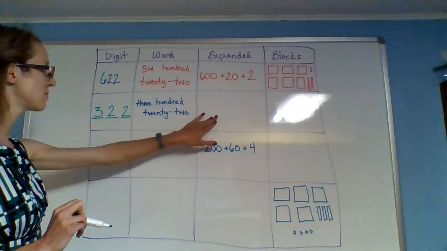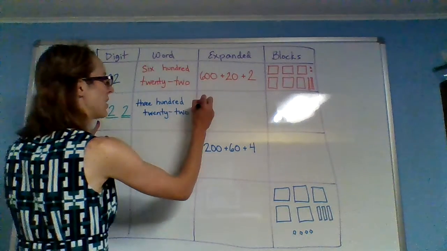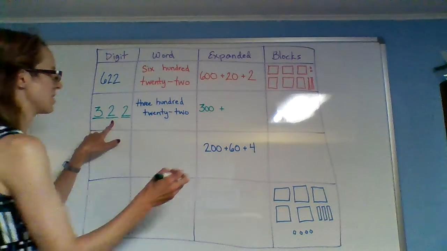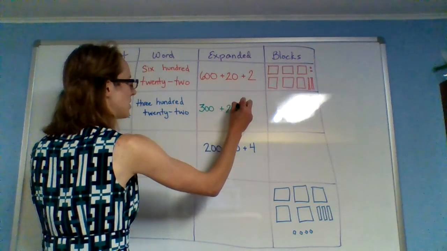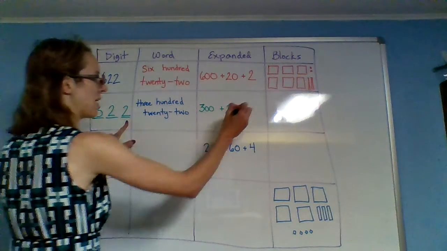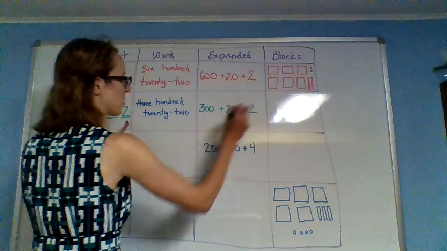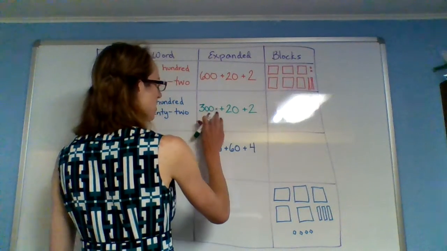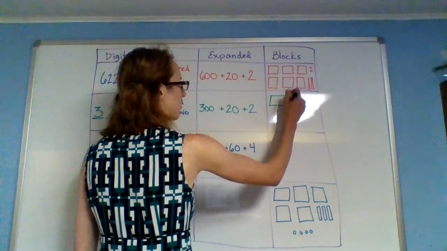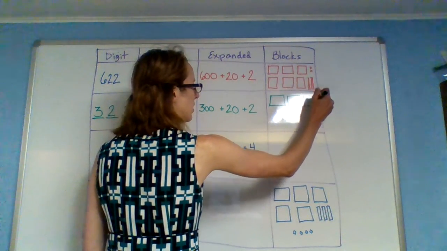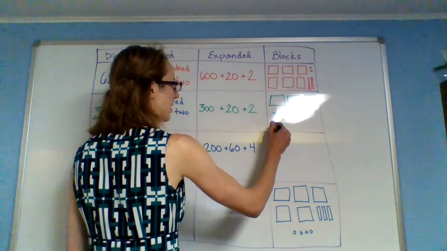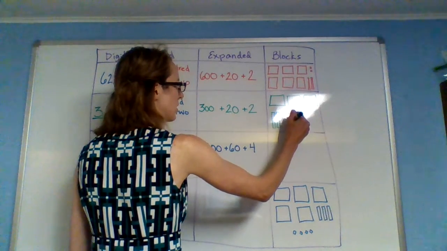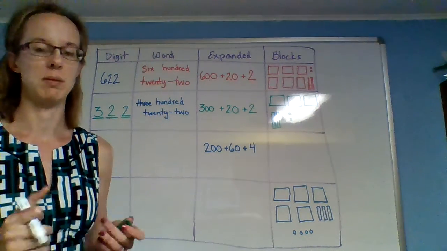When we go to expanded form, the 3 in the hundred spot means we have 300. The 2 in the 10 spot means we have 20. And the 2 in the 1 spot means I have 2 more out on the end by themselves. As I go into blocks, 300 means I have 3 flats. 20 means I have 2 sticks, and 2 is just going to be those 2 little blocks.